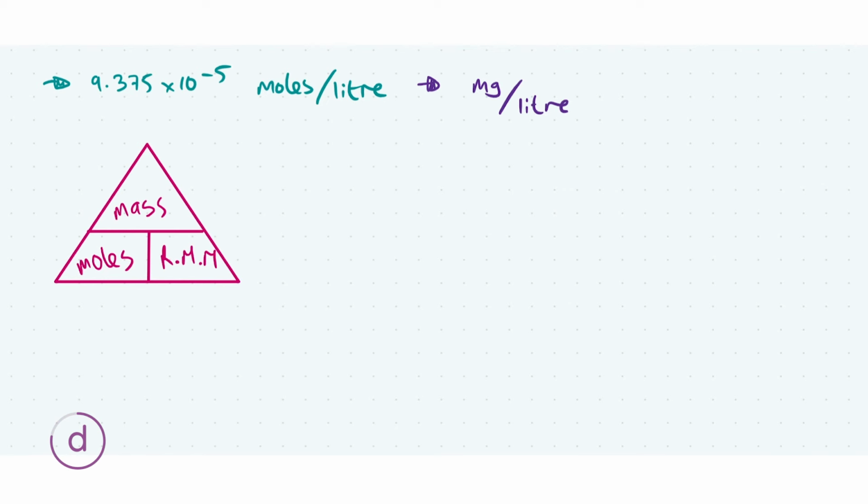What we want to do here is find a mass, and the information that we know here is our moles. If we cover our mass here at the top of the triangle, we'll see that in order to find a mass, we need to multiply our moles times the relative molecular mass. So in this case, we're going to be multiplying our number of moles times our relative molecular mass, and this is going to equal our mass of the compound.